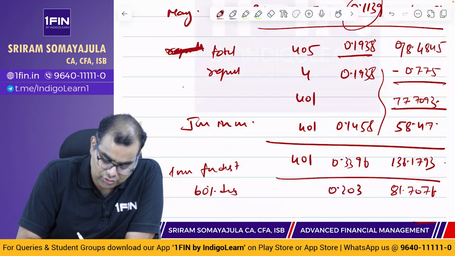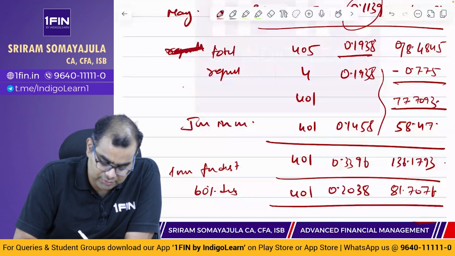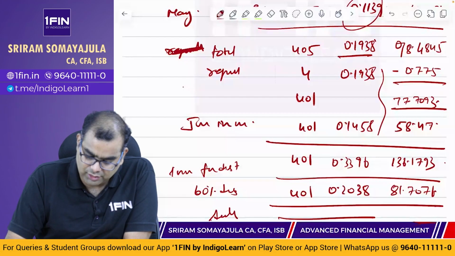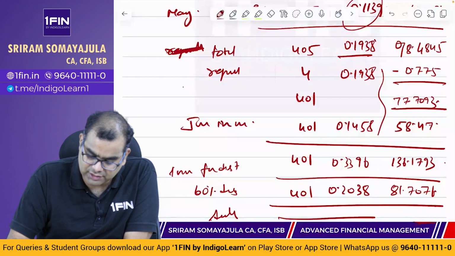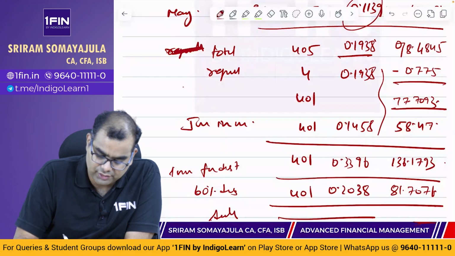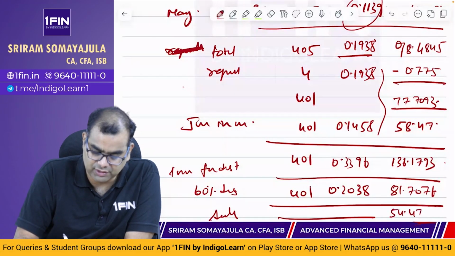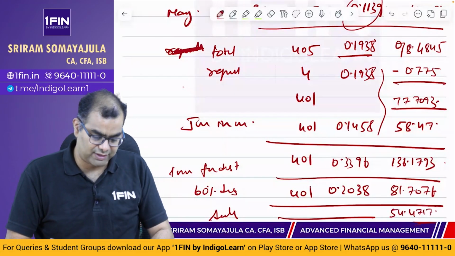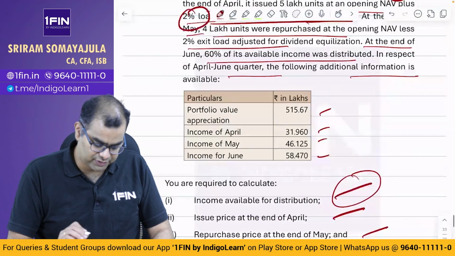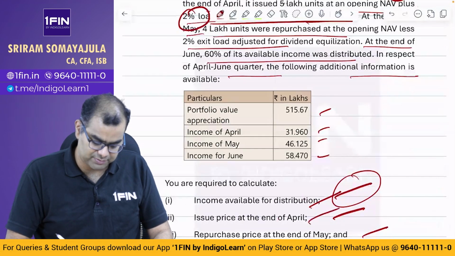0.2038. So for 401, what is the net available? 136.1793 minus 81.7076 gives 54.4717. This is the net money available. Now we have answered three questions: income available for distribution done, issue price done, repurchase price done. NAV next.